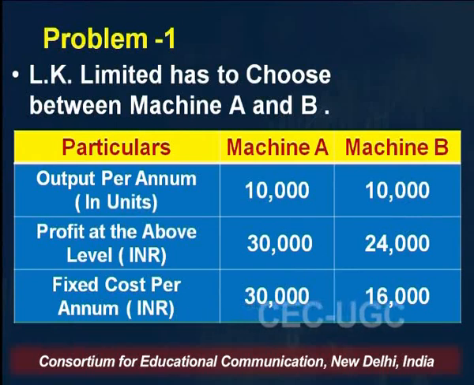Now here you have to mind, my dear students, the two machines which are here in front of us for selection. The first machine, that is machine A, is costing 30,000 rupees in terms of fixed cost, whereas machine B is involving 16,000 rupees in terms of fixed cost. So obviously machine A is involving higher cost in terms of fixed investment.